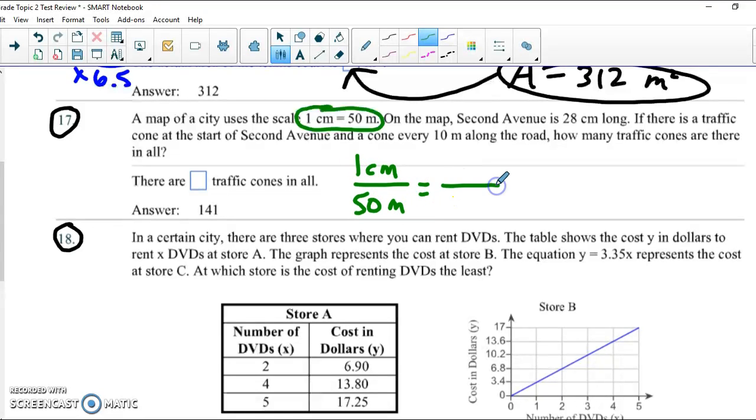50 meters. And I'm going to use that to set up our proportion so that I know 28 centimeters is the length on the map. All right, and I am going to use this to help me figure out the actual length of the road. So on the map it's 28 centimeters long. Let's find out how many meters it is in real life.